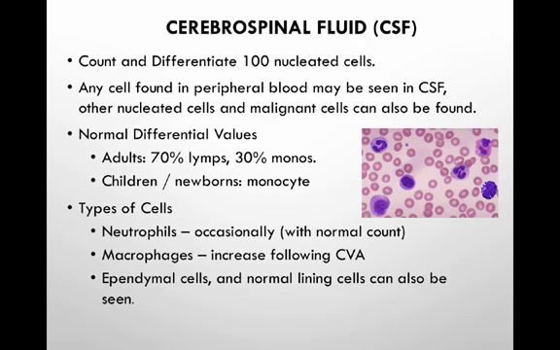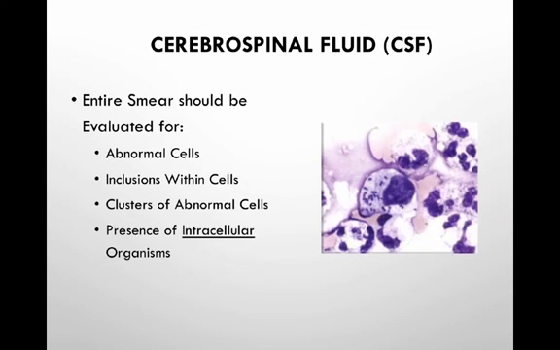If the patient has a central nervous system malignancy or a leukemia, these abnormal cells may be discovered in CSF as well. Ependymal cells, normal cells that line the central nervous system, may also be seen in CSF. So after obtaining the 100-cell differential, the entire smear should be evaluated for abnormal cells, any inclusions within the cells, or the presence of any intracellular organisms. And we see some intracellular organisms here in this picture.